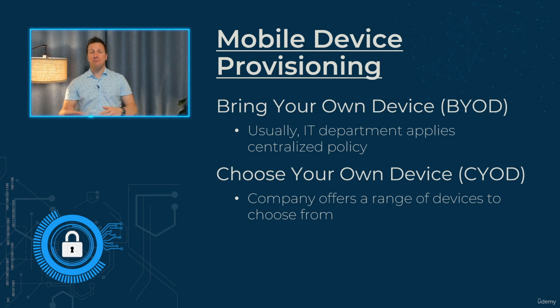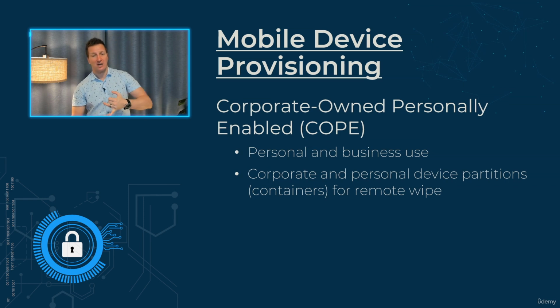Another variation of mobile device provisioning in the enterprise is where the organization has a collection of devices they support that employees can choose from. That's called Choose Your Own Device, or CYOD. Then, of course, we have corporate-owned, personally enabled, otherwise called COPE. This means that it's a phone issued by the organization to be used for business, but it can also be used for personal use.